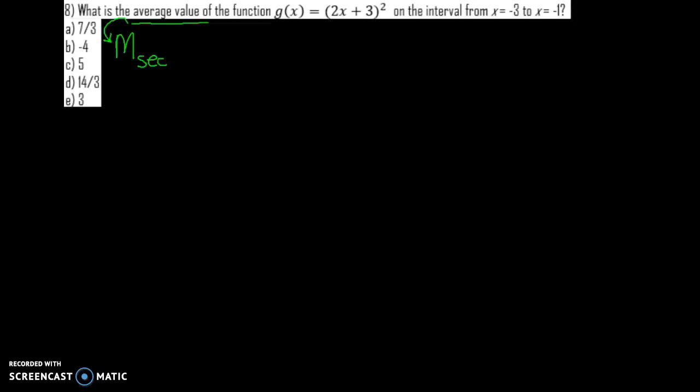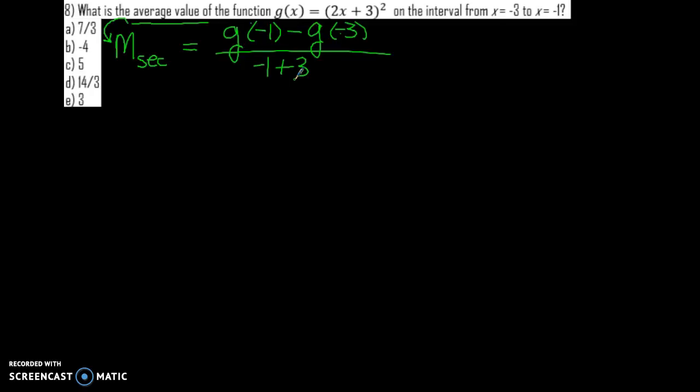For number 8, we need to realize that when we're asking for the average value between 2 points, we're looking for the slope of the secant line between those 2 points. We'll start from the largest number, which is -1. The slope of our secant line is the rise over the run. That's the y value at -1 minus the y value at -3, and the run is the x values, -1 minus -3, leaving you with this.